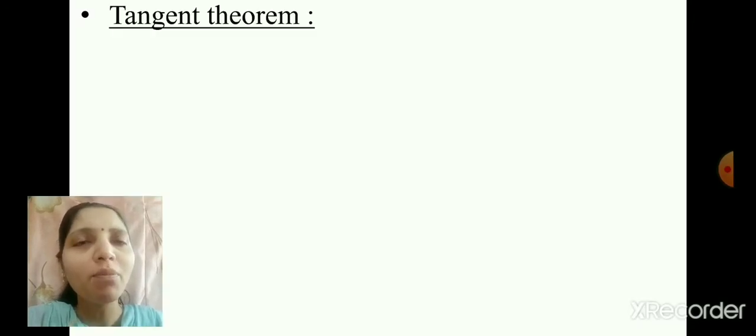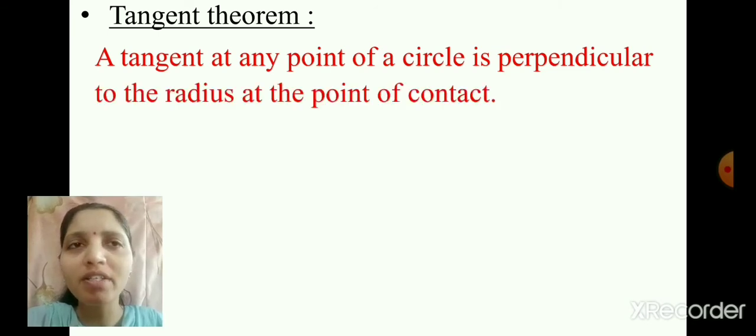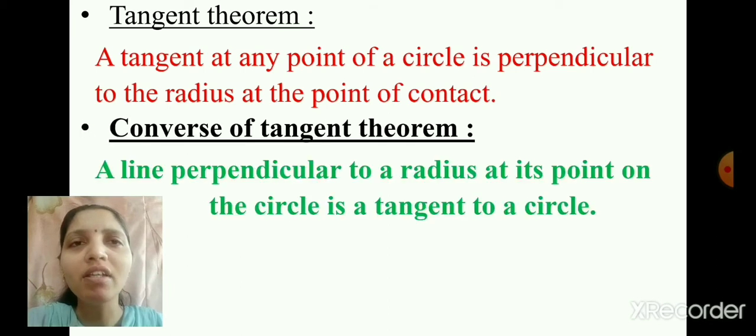In the previous session we have learned the tangent theorem, which states that a tangent at any point of a circle is perpendicular to the radius at the point of contact. Then we saw the converse of the tangent theorem. A line perpendicular to a radius at its point on the circle is tangent to the circle.